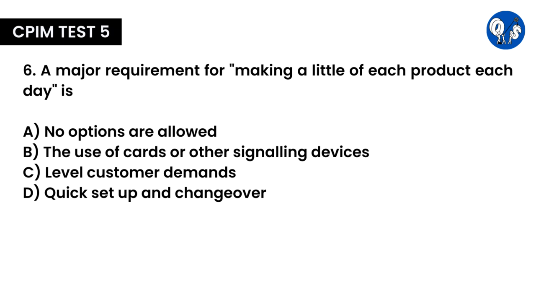Because producing a little of each product daily requires frequent transitions between different products. If setup and changeover times are long, production will be inefficient, leading to delays and increased costs. Quick changeover enables smooth workflow and responsiveness to demand variations.